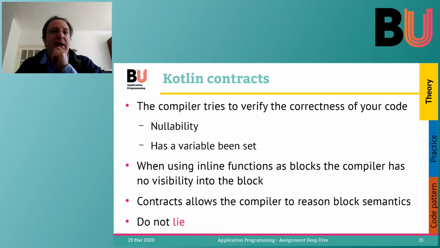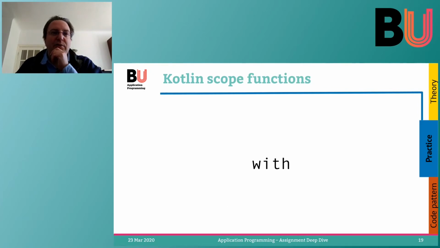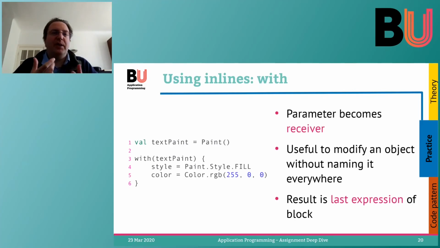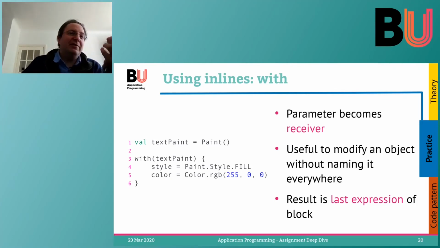Then we have the with function. The with function is slightly different from apply. It actually does not take a receiver, it takes a parameter. And otherwise it runs very much like run. So the equivalent in run would be textPaint.run and then the same block as you have. So in this case, we create a text paint. In this case, you could take the text paint as a parameter directly for the width.